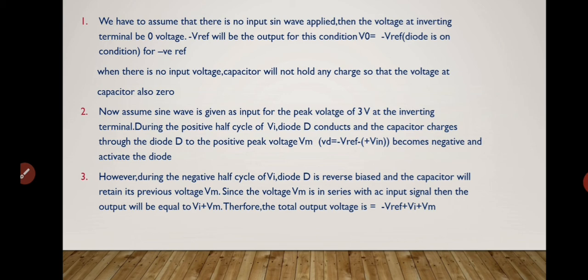During the negative half cycle, the diode is reverse biased and the capacitor will retain its previous voltage Vm. Whatever we store during the positive cycle will be retained during the negative half cycle. Since the voltage Vm is in series with the input signal, the output will be equal to Vi plus Vm, and therefore the total output is equal to minus Vref plus Vi plus minus Vm.